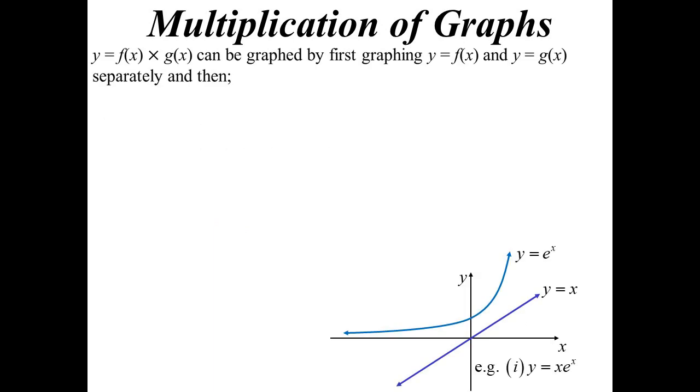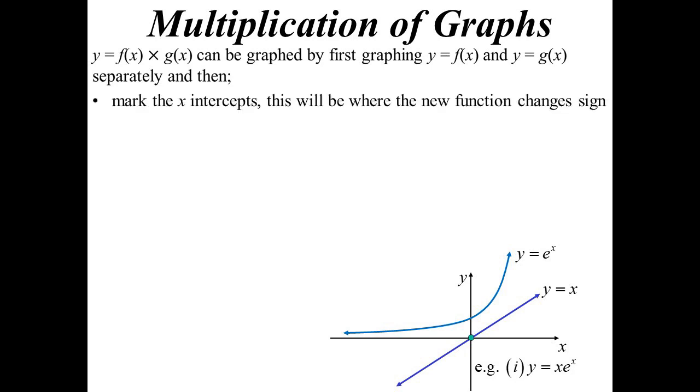Again, you would draw the two original graphs. So let's say I wanted to do x times e to the x. There's y equals x, and there's the exponential y equals e to the power of x. Going to multiply these two graphs together. X-intercepts become really important because now we're multiplying. When you multiply by 0, you get 0. So all the x-intercepts will become x-intercepts of the new curve.